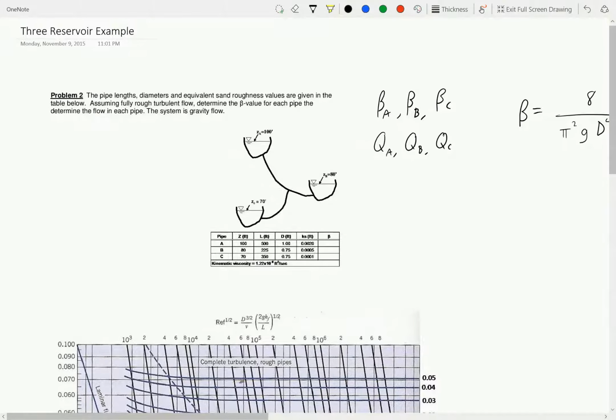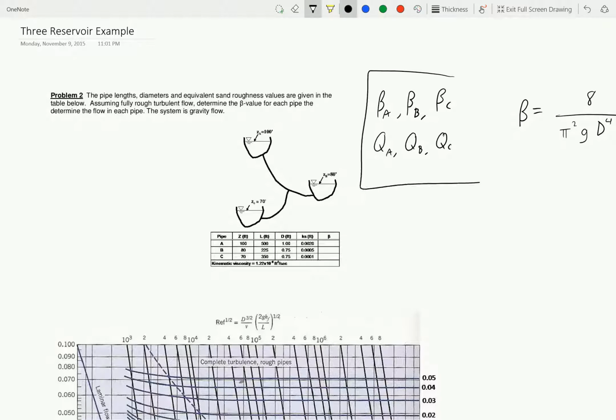Okay, here we have a 3 reservoir problem, and we are asked to find the beta values and the discharges in each of these pipes. And we're given all the information in this table here. We're given the elevation of each reservoir, the length of the pipes, the diameter of each of the pipes, and the Ks value for each of the pipes.